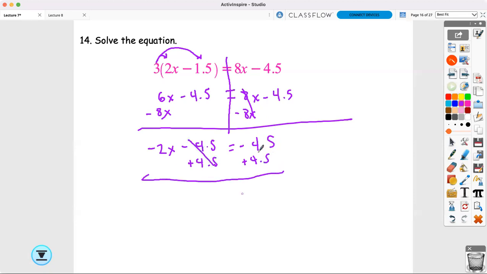Here it does cancel out, but when numbers cancel out, it just pretty much becomes 0. Bring down the negative 2x, divide by negative 2, and we get x is equal to 0, and we're done. Any questions on what we did for this problem, guys, for problem 14?